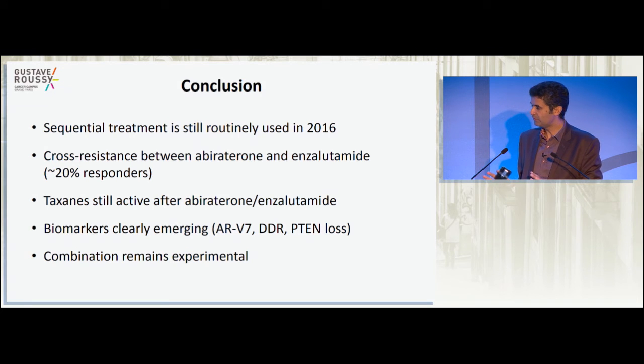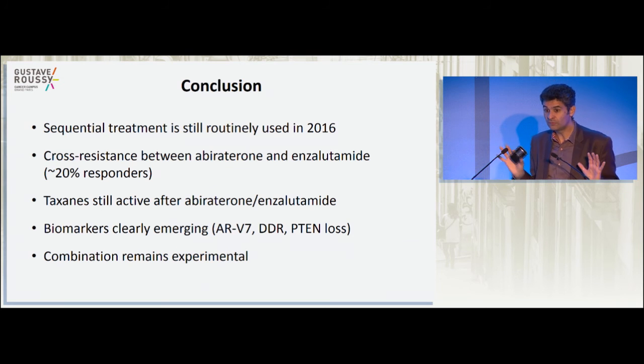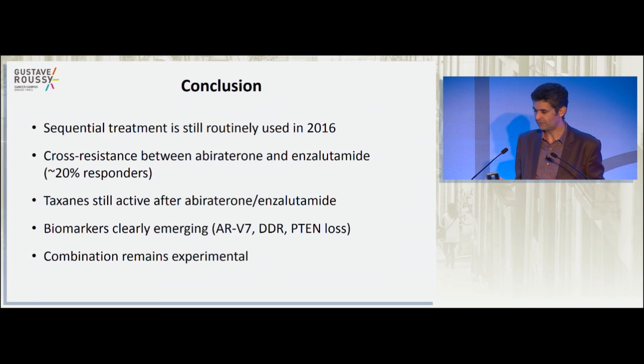The cross-resistance between ABI and ENZA is quite high, just 20% responders. Taxanes are still active after ABI or ENZA, which is good news. Biomarkers are clearly emerging. If you think about it, 3 years ago, this talk should have been much simpler because we didn't have all these things. So it's a very rapidly growing situation. And combinations remain experimental for most of it.